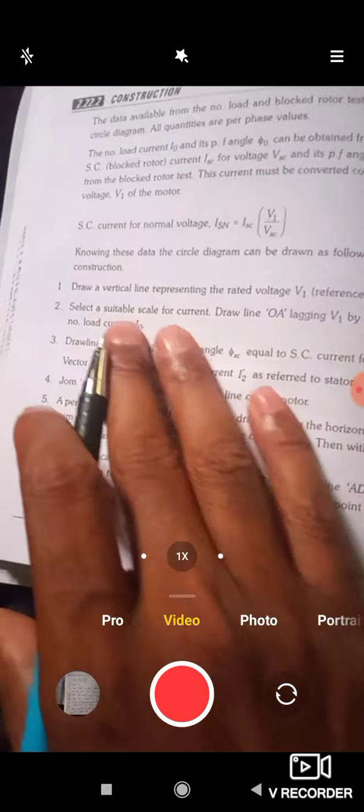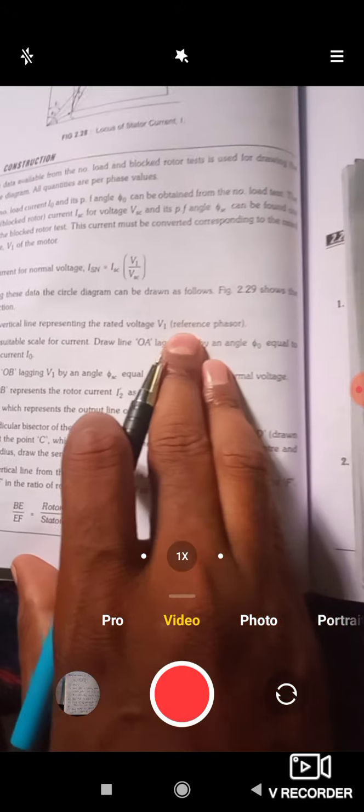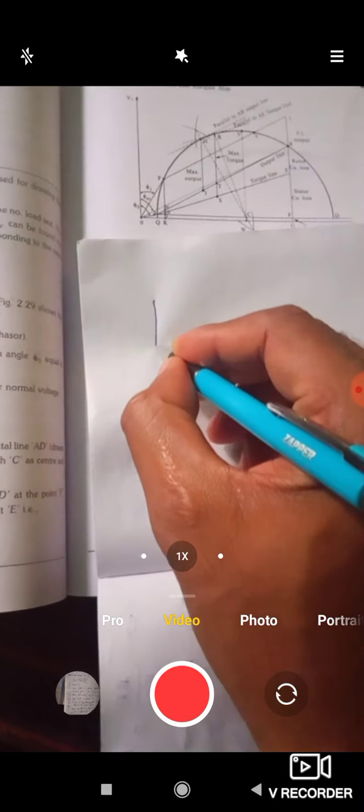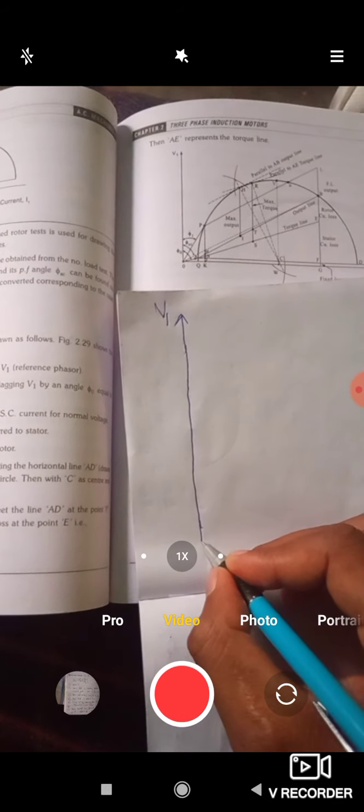So the first step is to draw a vertical line representing the rated voltage V1. Okay, this is V1, same as in the vector diagram. Let us consider this as the y-axis.